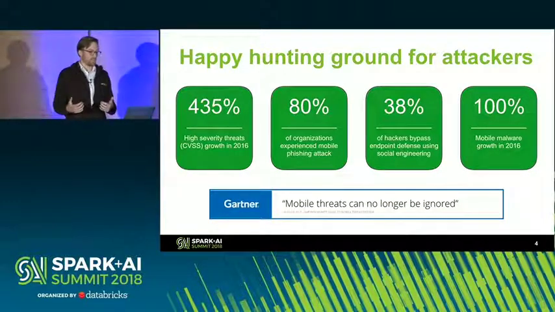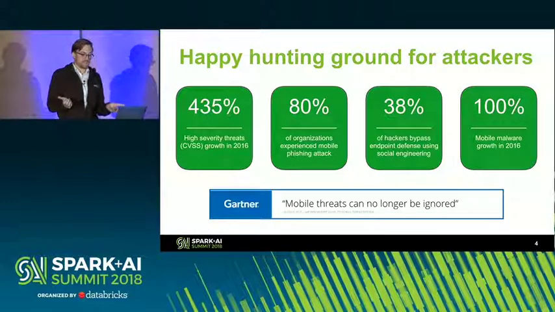So here are some big stats around that. The number of high-severity threats grew by 435% in 2016. 80% of organizations experienced a phishing attack. Now, phishing is probably something you've heard of all the time, obviously, through email, etc., but that's actually one of the main avenues that people get malware onto devices. 38% of hackers bypass standard endpoint defense, so that's things like Kaspersky, the AV you have on your machines, by using social engineering. And finally, in 2016, we saw a 100% increase in mobile malware. Gartner are quoted here saying that mobile threats can no longer be ignored.